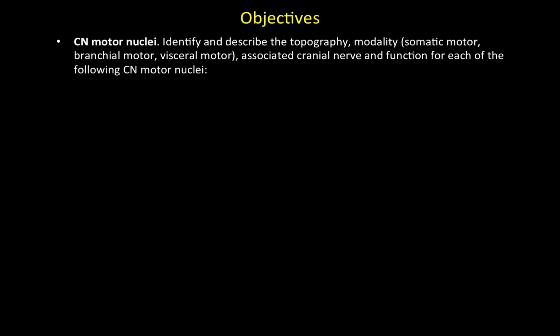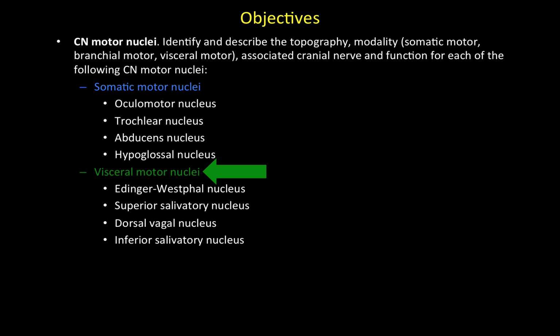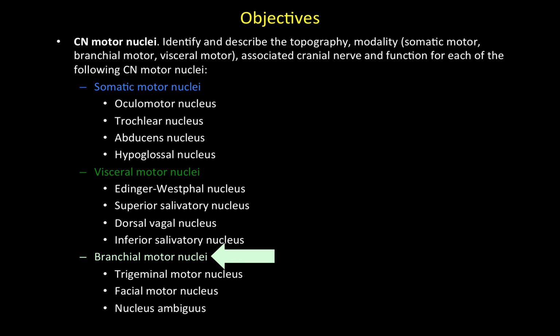Okay, so the objectives: we're going to identify and describe the topography, modality, associated cranial nerve, and function for each of the following cranial nerve motor nuclei. Somatic motor nuclei, those 4 nuclei. Visceral motor nuclei, those 4 nuclei, and branchial motor nuclei, those 3. And we'll talk about each one of these.